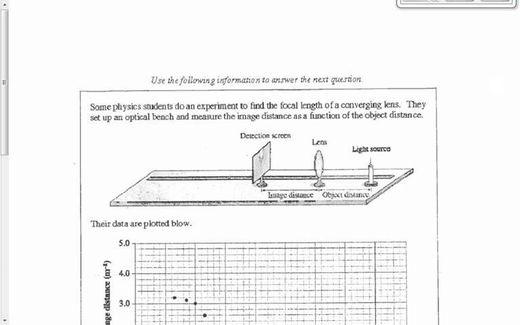I've told you a number of times through this semester that we're going to get a single graphing question on this exam. We will get a single graphing question on this exam. You will be asked to calculate the slope or to use the y-intercept, either the slope or the y-intercept, to find something.